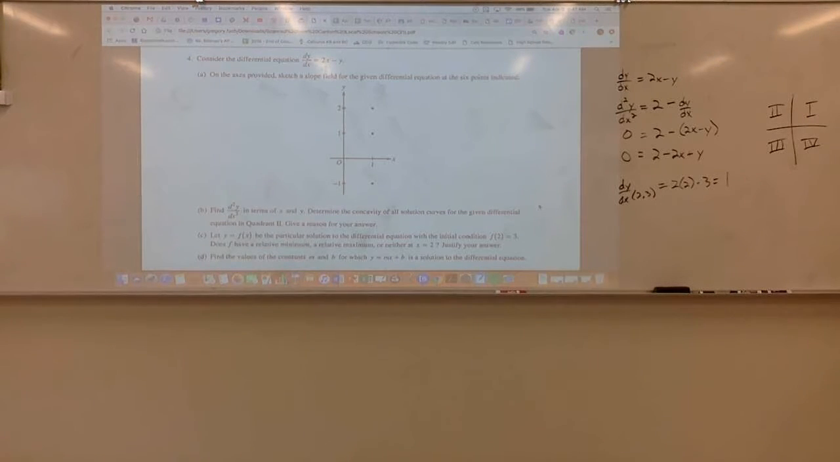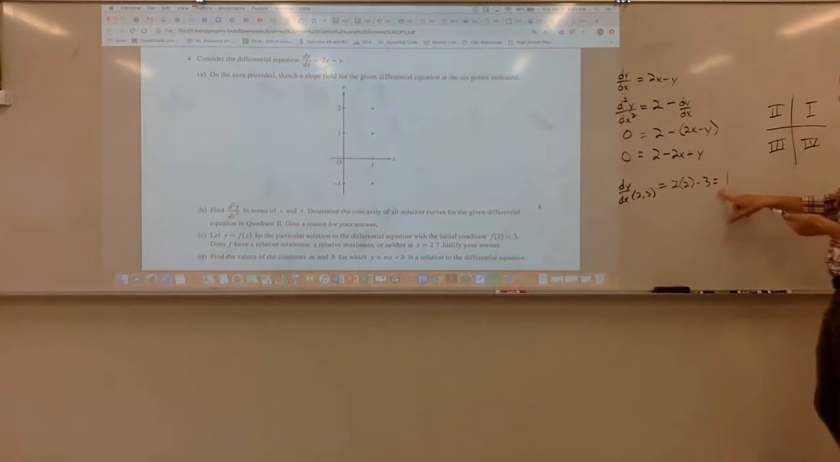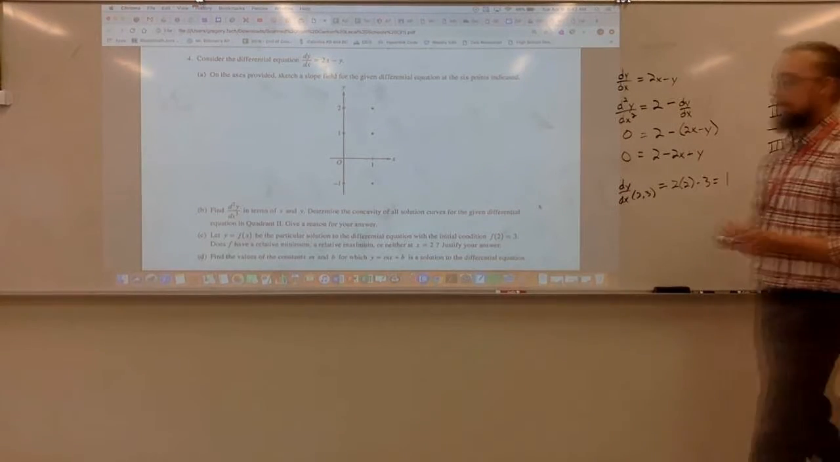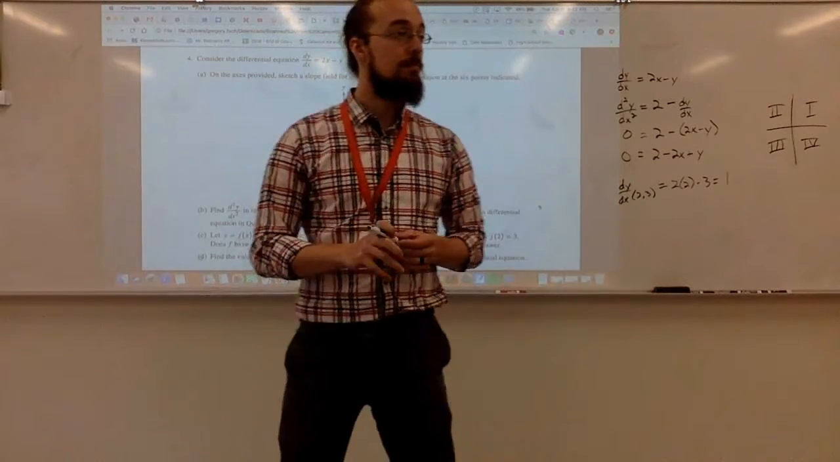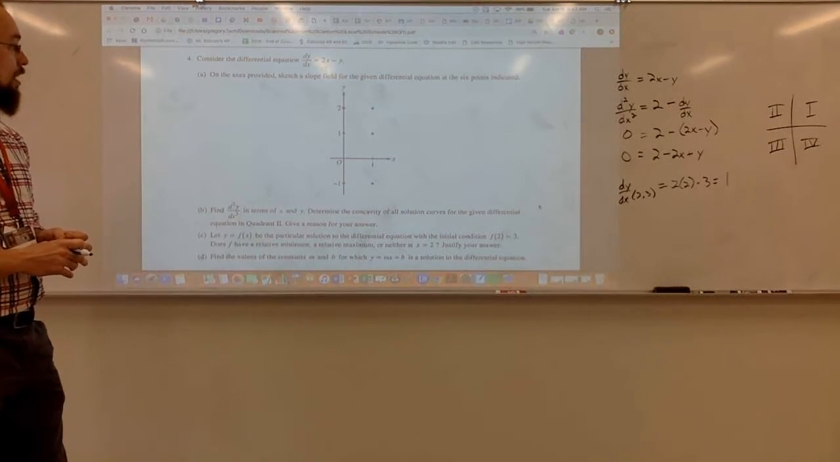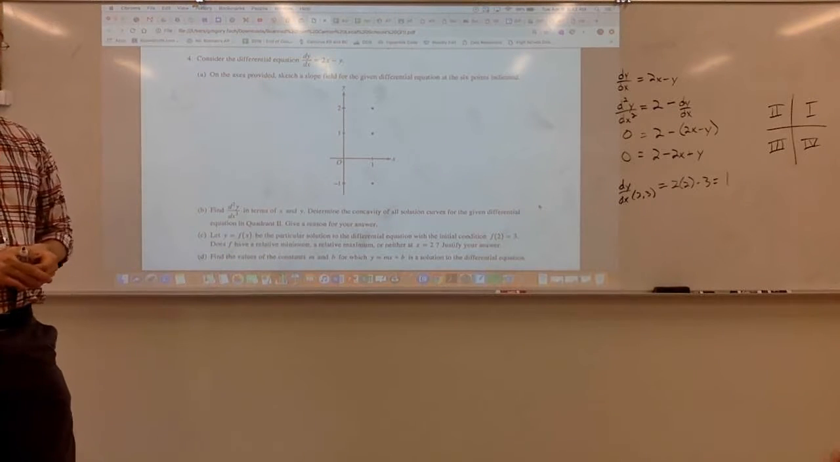So if we get a slope of 1 at the point 2, 3, do I have a min, a max, or neither? Neither, right? Because what would we need here to have a min or a max? It's 0. The first derivative would have to equal 0. So since we didn't get 0, it is neither. You also could just say equals 0 and then find. Yeah, that would work too.